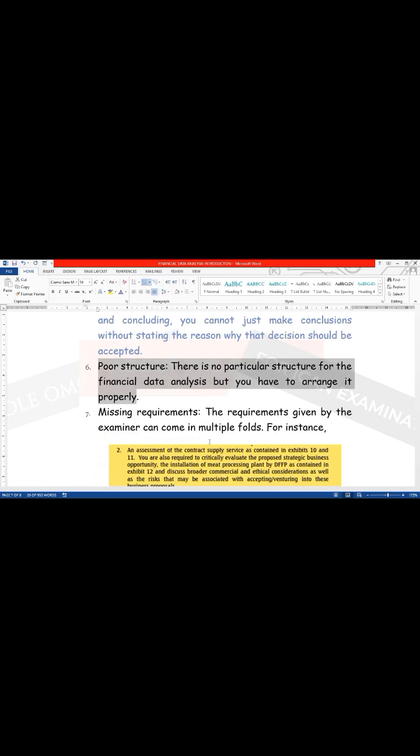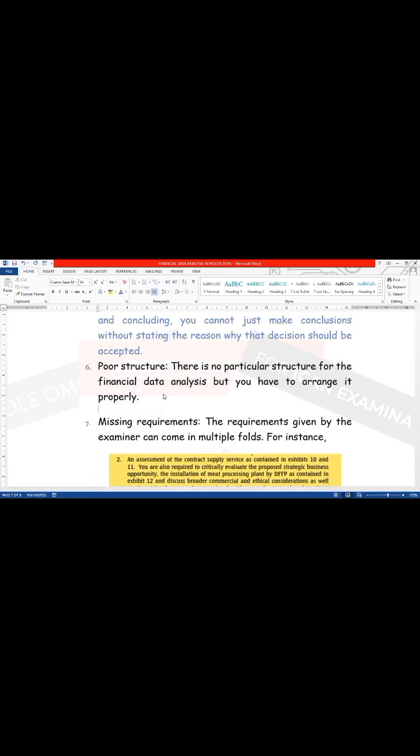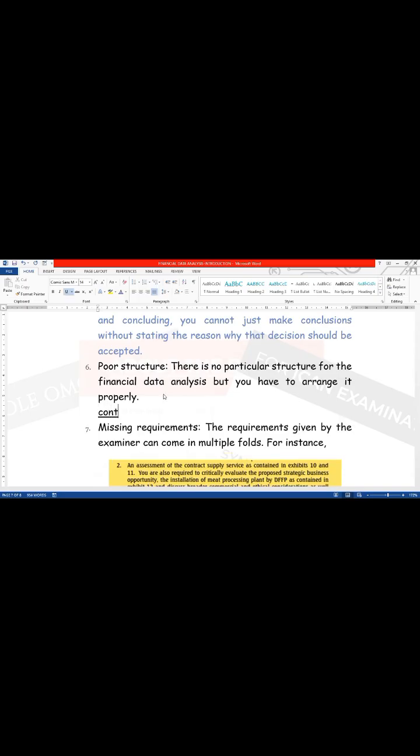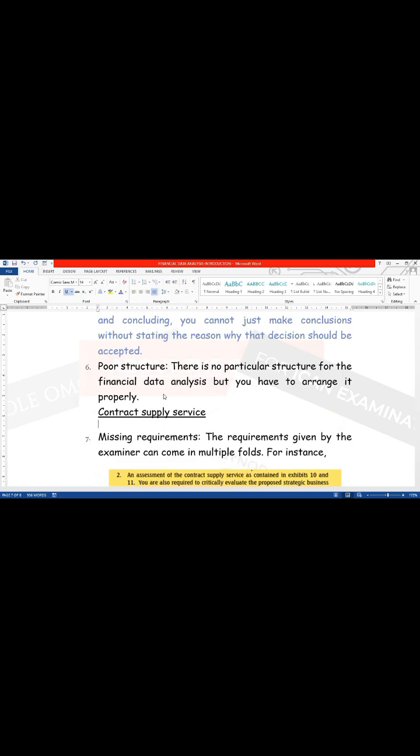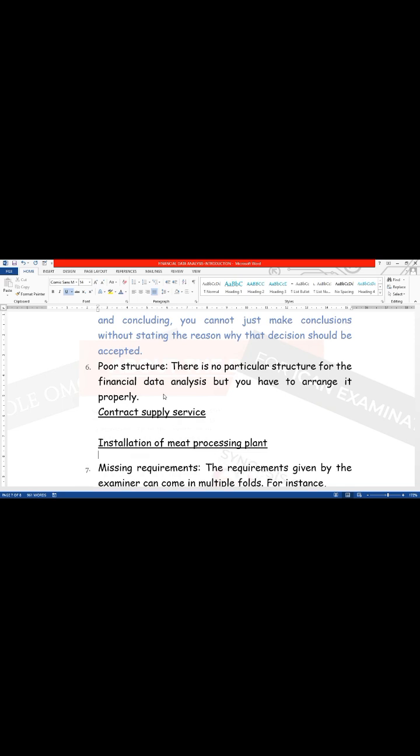So it has to be: okay, now you're doing contract supply service. If you want to do it heading by heading, like I explained earlier, you can do it heading by heading, and you can decide to do it paragraph by paragraph. So you can have a heading, contract supply service. Then you explain everything you have there. After that, installation of meat processing plants. And afterwards, you explain everything there.